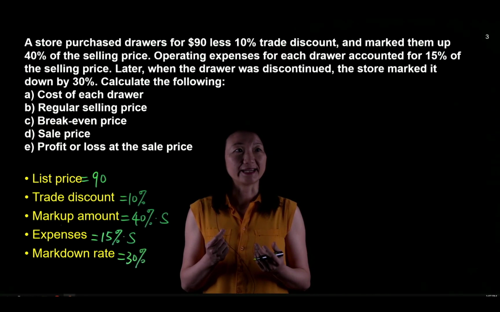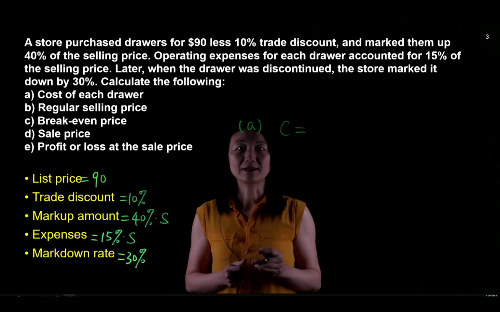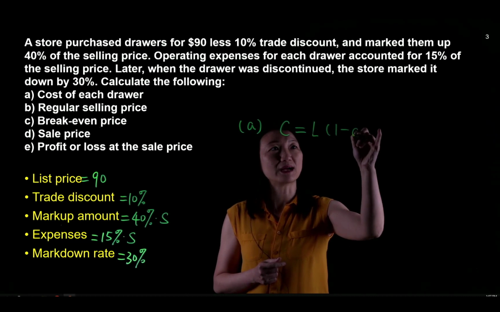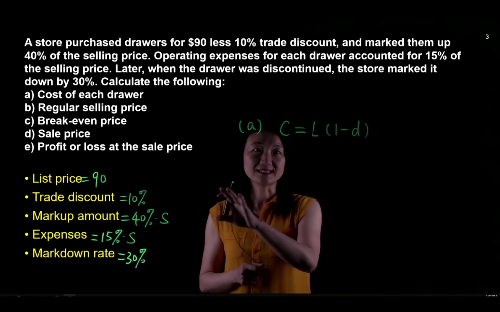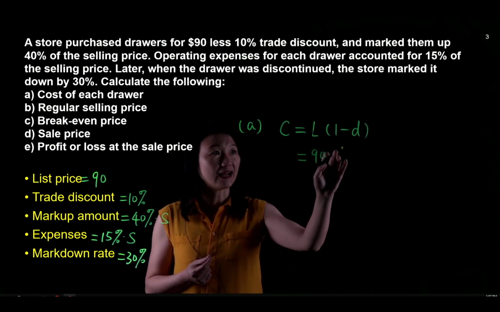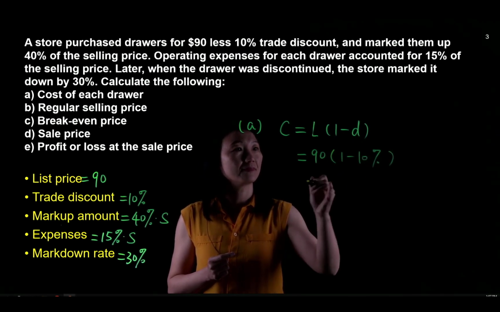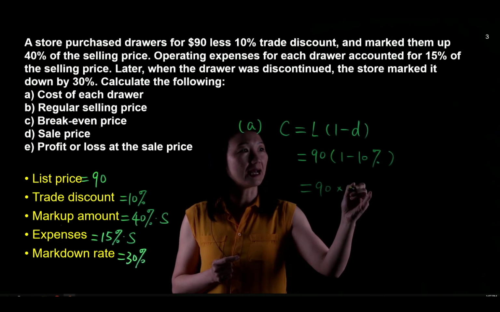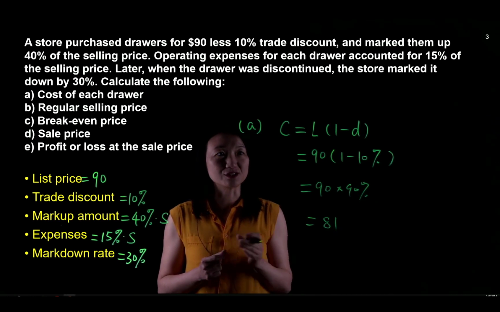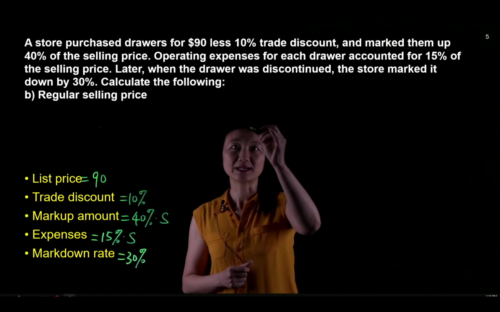Next, let's calculate A, the cost of each drawer. We have a formula: cost equals listing price times 1 subtract rate of discount. In this scenario, the drawers were listed at $90 each, and they were given a 10% trade discount. So $90 times 90%, that is $81, which is the cost of each drawer.